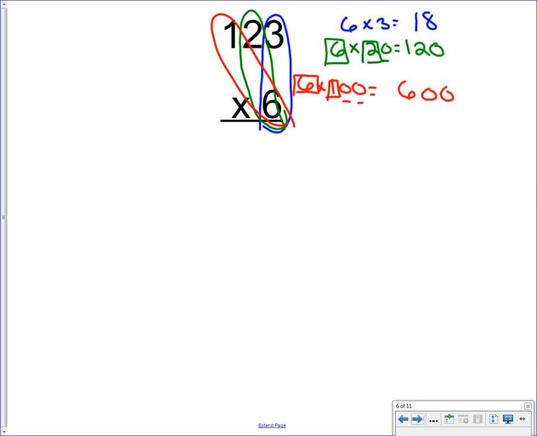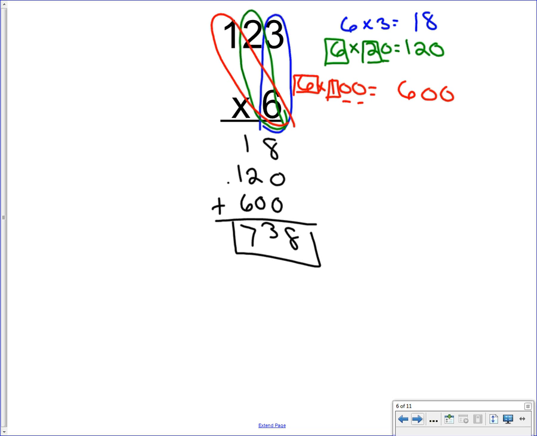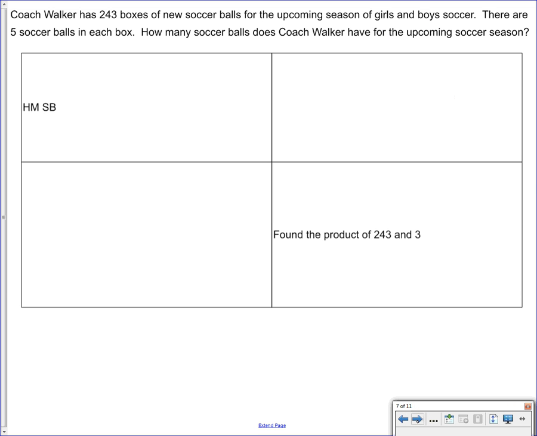I don't really like the way I have it lined up there, so I'm going to rewrite it down here. So we have 18, 120. Oops. Line up our numbers correctly. And 600. That's an 8. That's a 3. That's a 7. Look at that. It equals 738. Okay. Let's put this bad boy into practice.